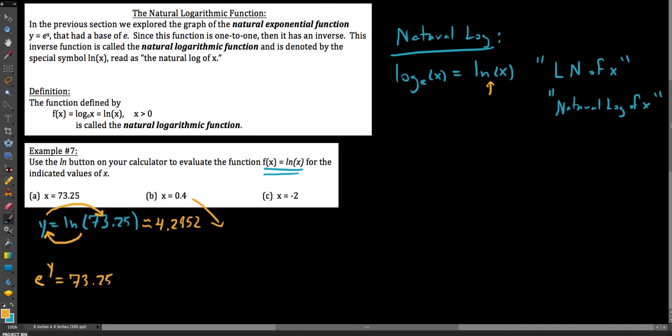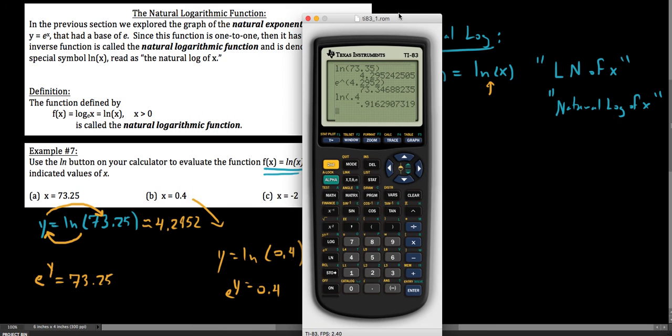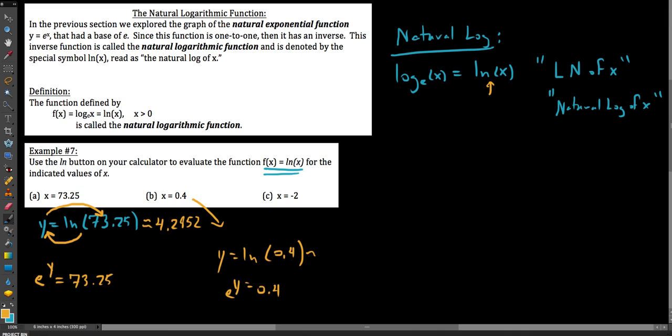So really quickly here, let's go ahead and evaluate these. We would say y equals the ln of 0.4. So e to the what equals 0.4. We can ask our calculator here. So we say, just simply put, the ln of 0.4 is about negative 0.9162. So about negative 0.9162 would be the exponent there.